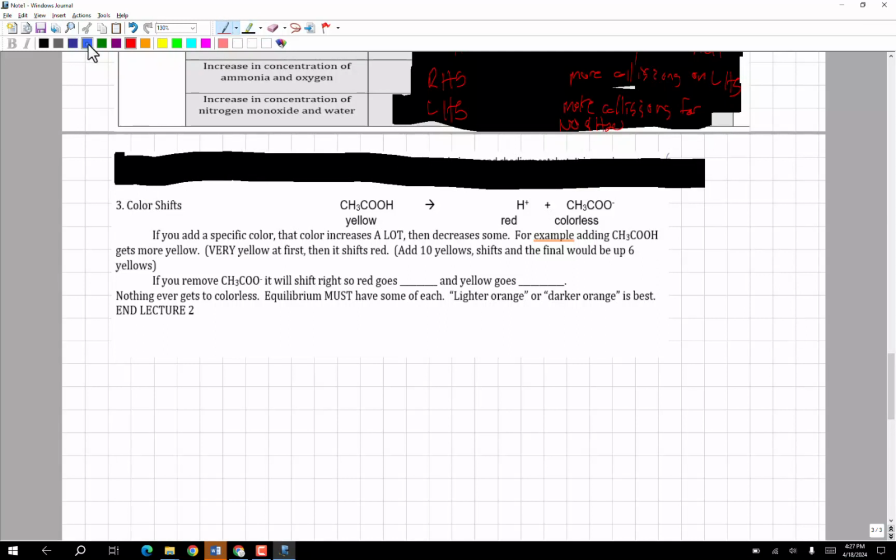Okay, so here we go. Let me go B and let me make it a little bit bolder. If you add a color, that color increases. Boom. Let me highlight that in something you can read. If you add a color, that color increases. Okay? For example, adding CH3COOH gets more yellow, even though it shifts away. If I add this, it's going to shift to the right-hand side, but not so much that it's not more yellow than it was before if I add this. It will shift to the right-hand side, but I'm still going to have more yellow.